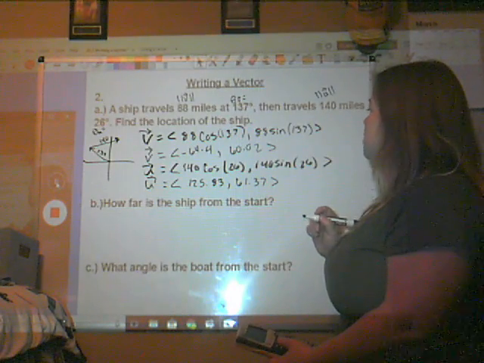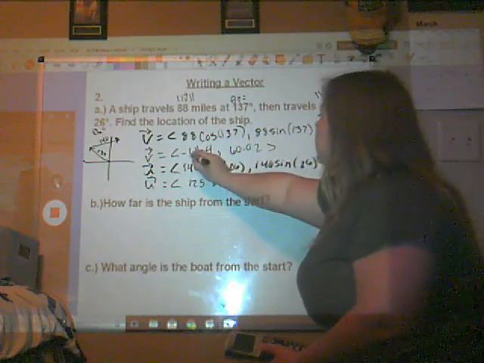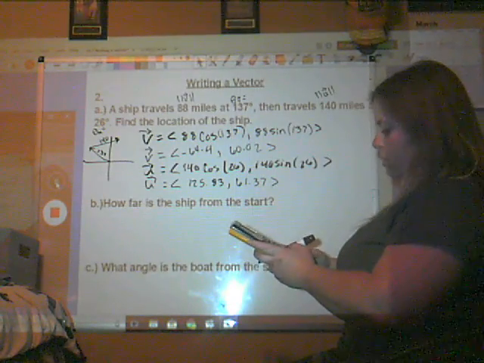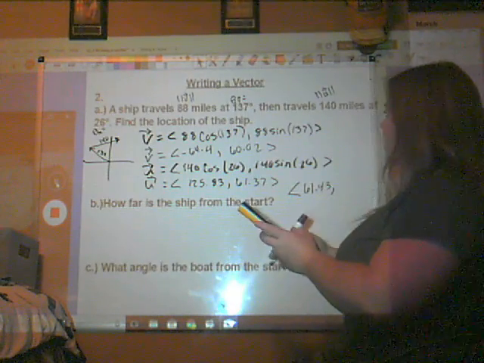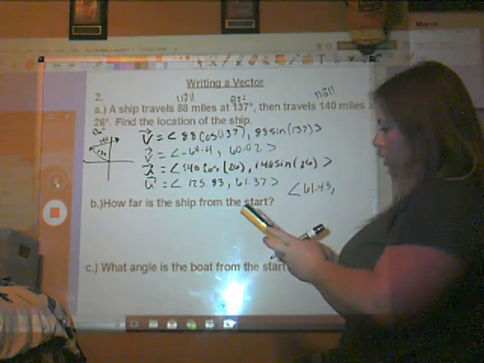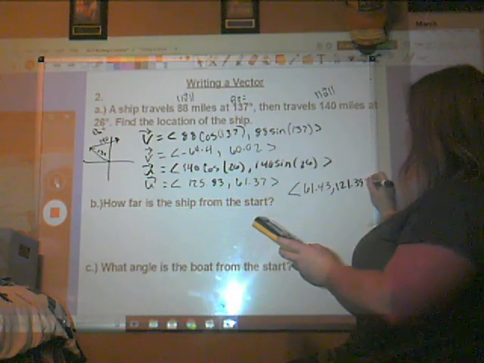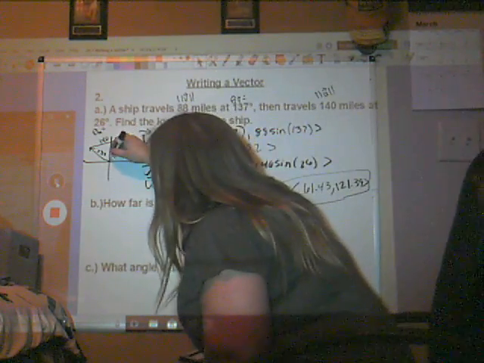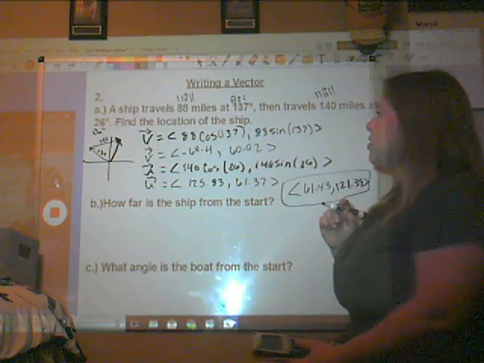So what we're going to do now is add these together to find our final destination. So I want to add the x's together. So I do negative 64.4 plus 125.83, and I get 61.43. And then I have 60.02 plus 61.37, which is 121.39. And that is where my vector ended up. So that's this vector right here, the ending up spot right there. Okay? So that's where it ends.